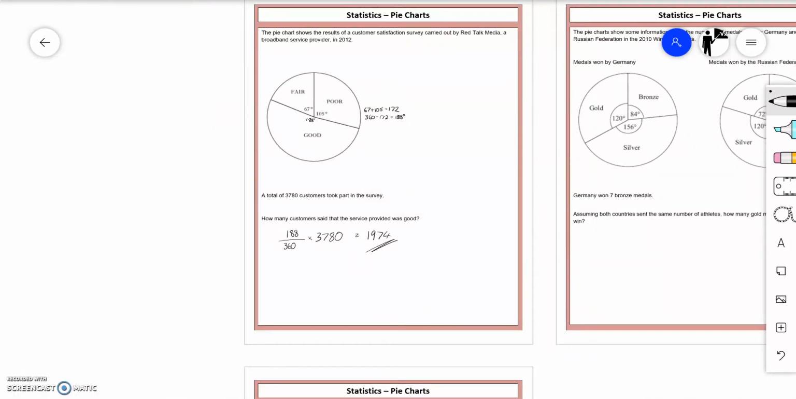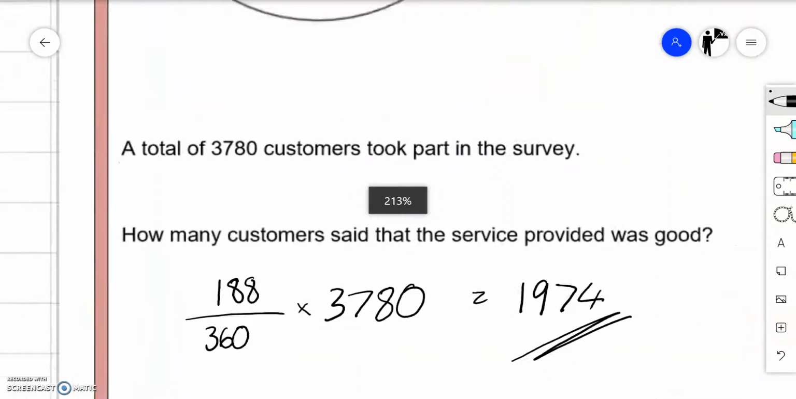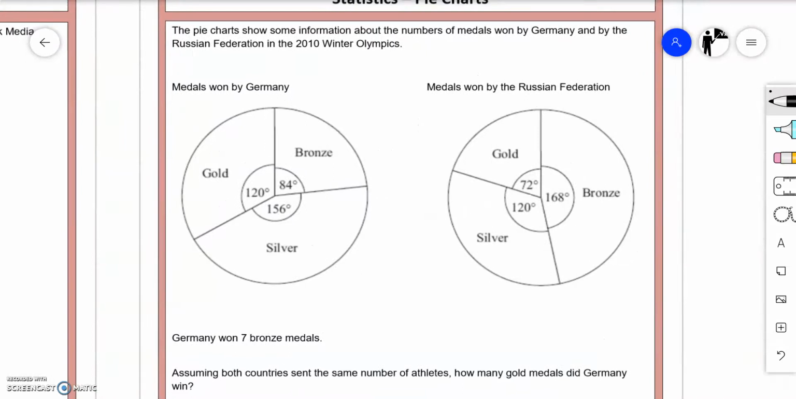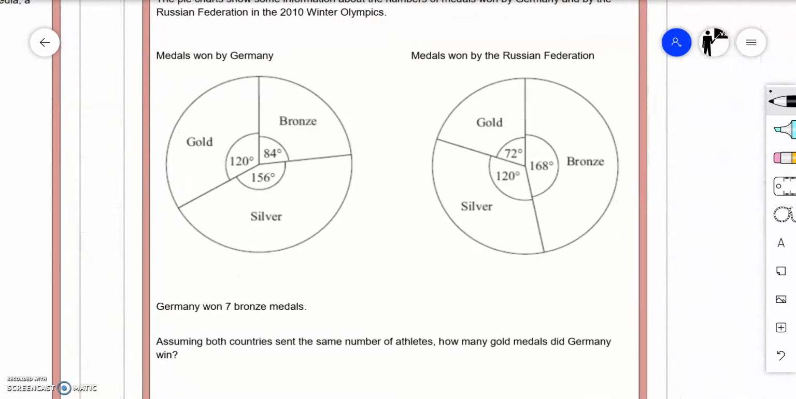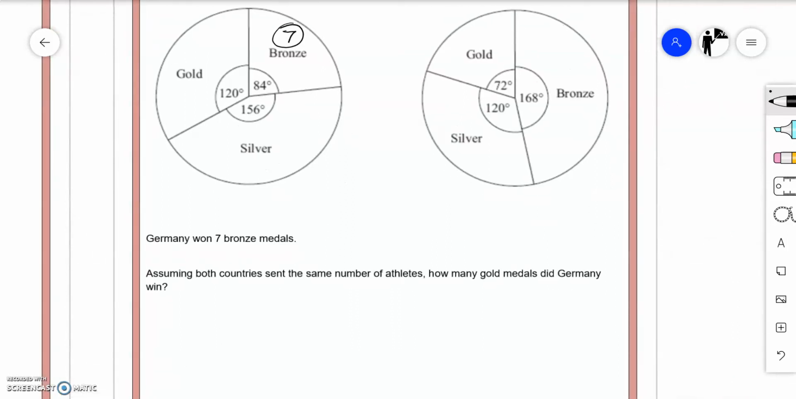It's not always like this though. This is where we had to figure out a value. Sometimes we're given a value and we need to work backwards, because sometimes we're given the whole amount. Here we're given the whole amount. Sometimes though it is a bit twisted. The pie chart shows some information about the number of medals won by Germany and the Russian Federation in the 2010 Winter Olympics. So on the left we've got medals by Germany, and on the right medals by Russia. Germany won 7 bronze medals, so this value here represents 7. Assuming both countries sent the same number of athletes, how many gold medals did Germany win?